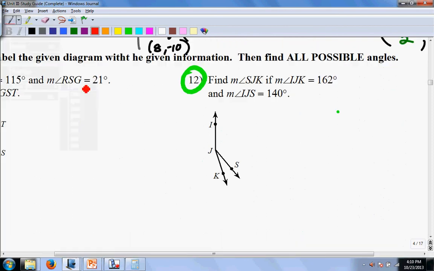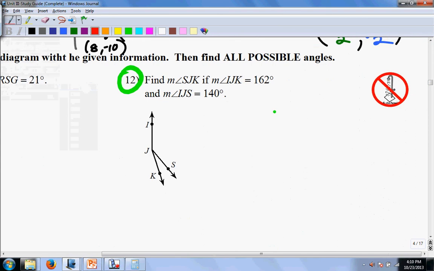I'd get some colors for the next problem if I were you. If you have some colors, that would be great.